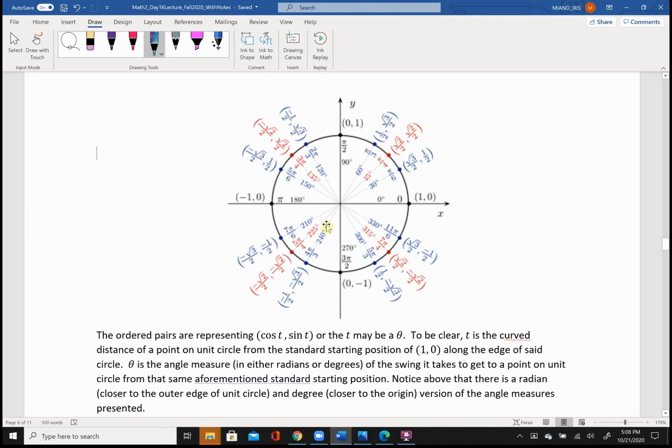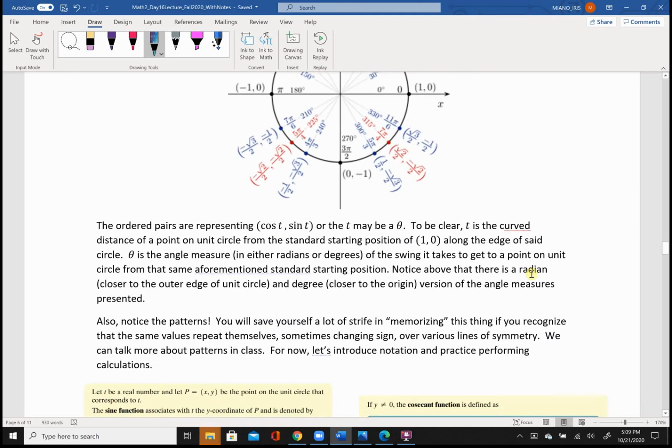So please look for the patterns, and don't spend too much time trying to quote-unquote memorize outside of the quadrant 1 stuff. Quadrant 1 is where it's at, and it just kind of folds itself over in quadrants 2, 3, and 4. Also, there are positions that are easy to remember, relatively speaking, and that's on the axes themselves. Those positions are either zeros, ones, or negative ones, depending on what axis you're lying on and what part of the axis.